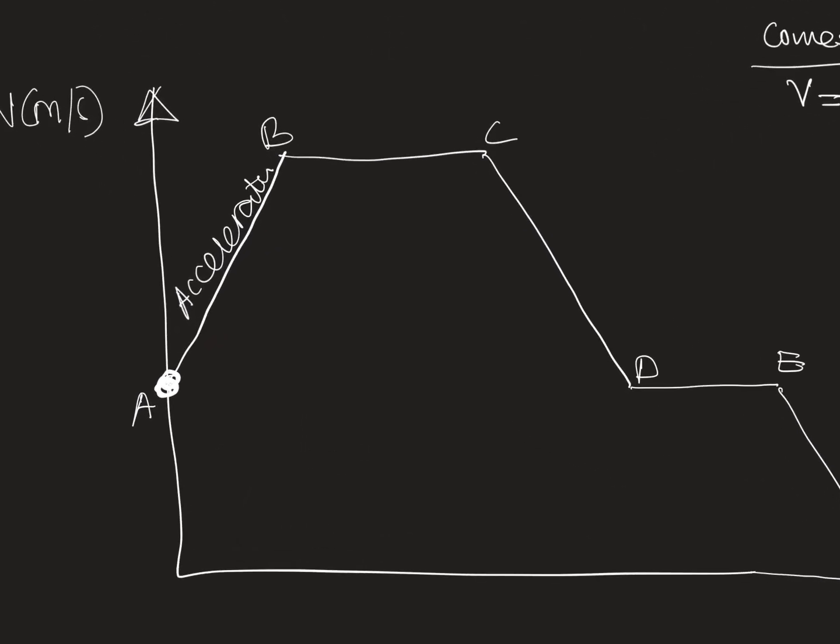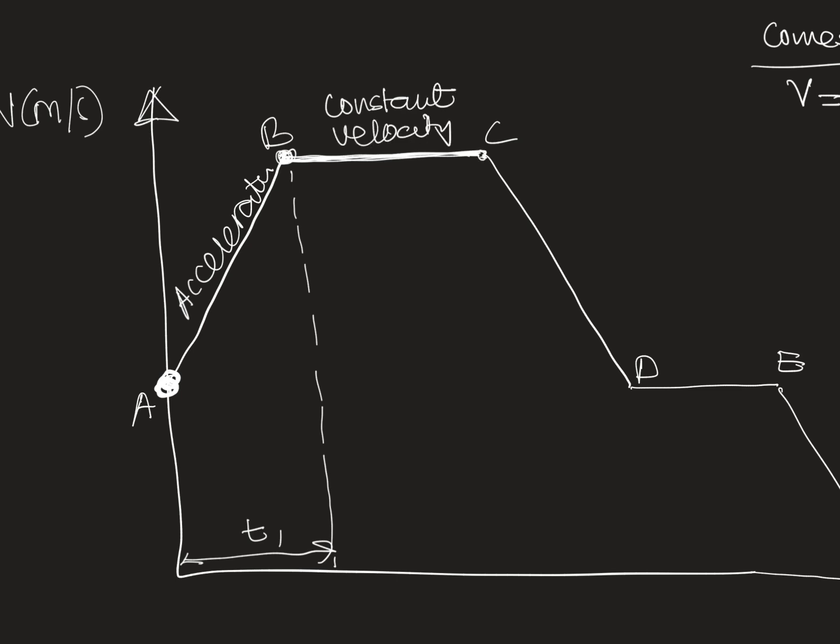So if I'm considering this graph again, the body accelerated from point A to point B. This is called acceleration. All right, and obviously the time that has elapsed from here to here, we can call it time 1. Okay, so from point B to point C is a horizontal line. So what does that mean? It means that the body was maintaining a constant velocity. And that was a time that elapsed. So let's just call that T2.